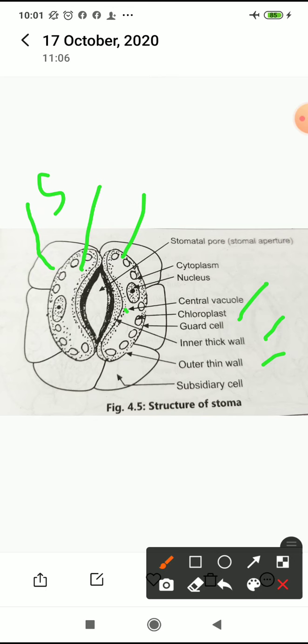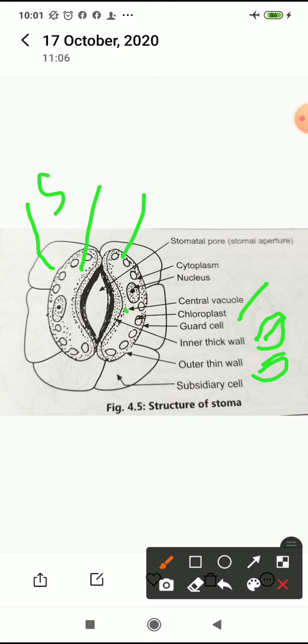So we will focus at first on the cell wall of the guard cell. I have told you there is an inner thick cell wall towards the inner side, and on the outer side a thin cell wall. So the inner thick wall of the guard cell is inelastic, while the outer thin wall is elastic.